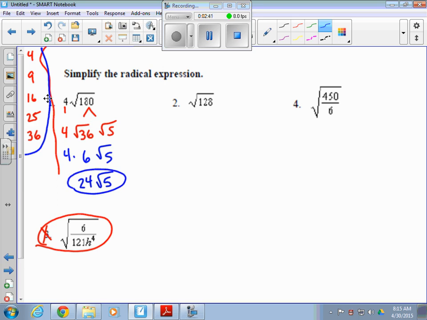The square root of 128. Again, go through your numbers. The number 4 goes into it for sure. Let me show you what happens if you don't use the biggest number or the best number right away. The square root of 4 multiplies by something to get 128. You know 4 times 3 is 12, and 4 times 2 is 8. So when we simplify this, the square root of 4 we know is 2, times the square root of 32.